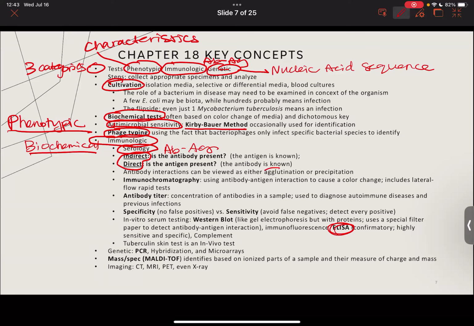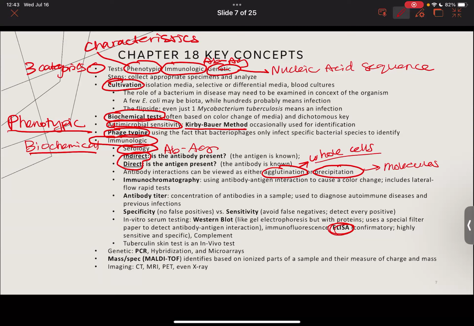You can view it as agglutination or precipitation. Agglutination is whole cells. Precipitation is when we are causing antibody to cause molecules to stick together. So this would include antibody interactions with toxins and things like that. Blood type testing, we're using whole cells, so that's actually true agglutination.